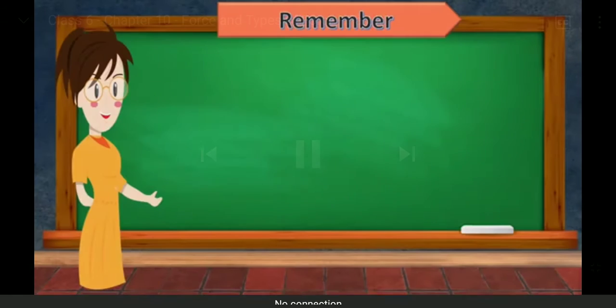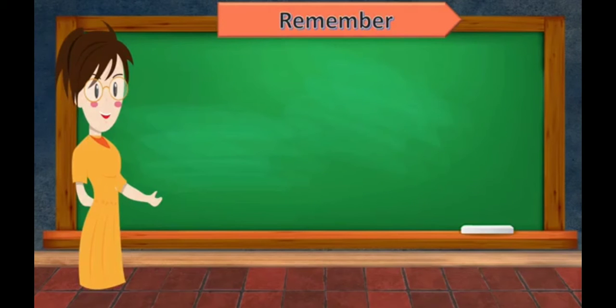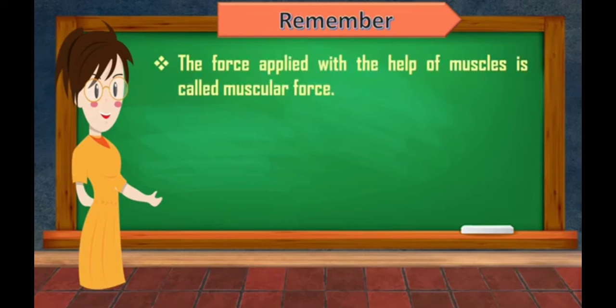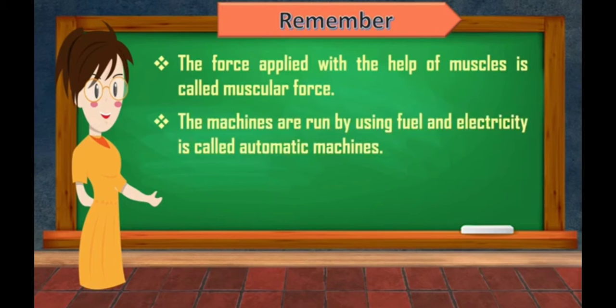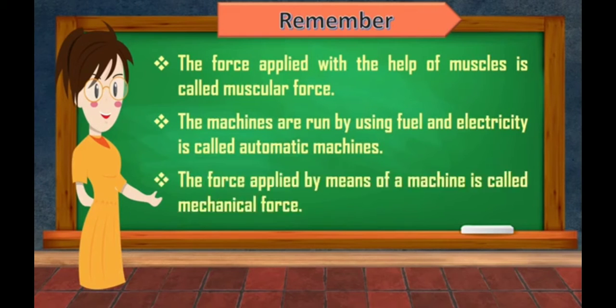Here you will see what we remember first. We saw till part 2 the force applied with the help of muscles is called muscular force. Yes or no? The machines are run by using fuel and electricity. Okay. And the next one, the force applied by means of a machine is called mechanical force. So we have stopped till mechanical force.